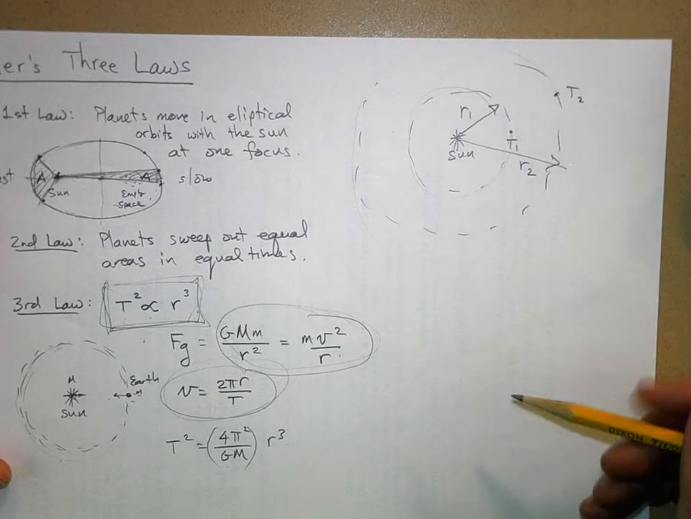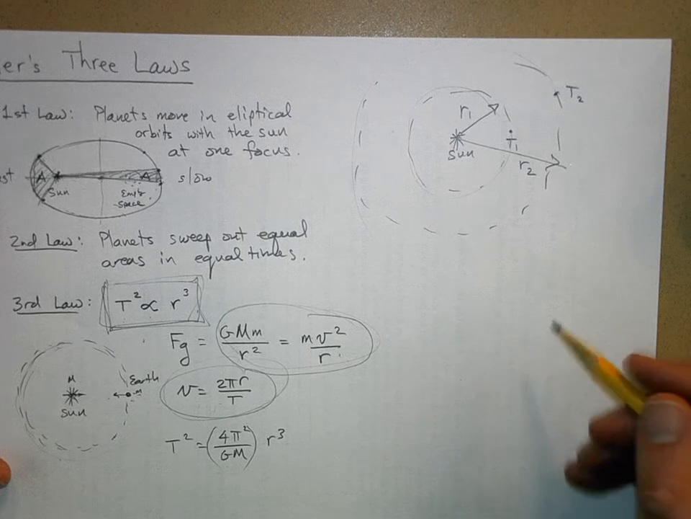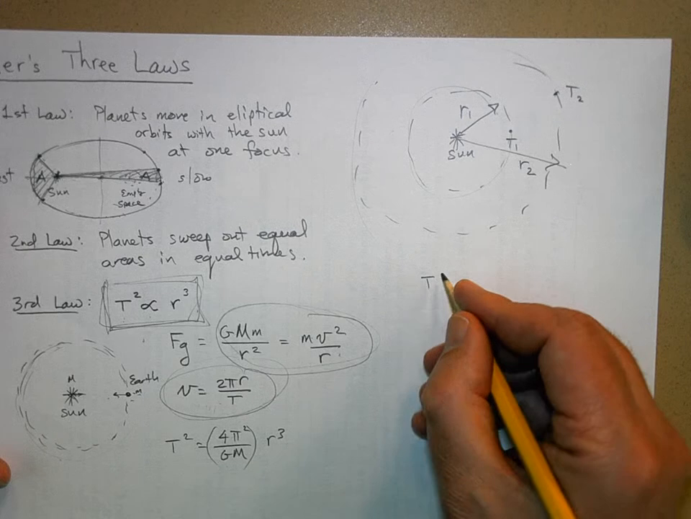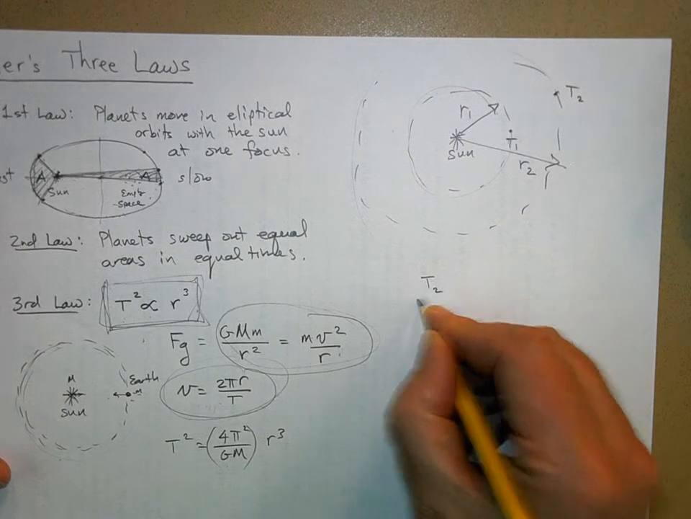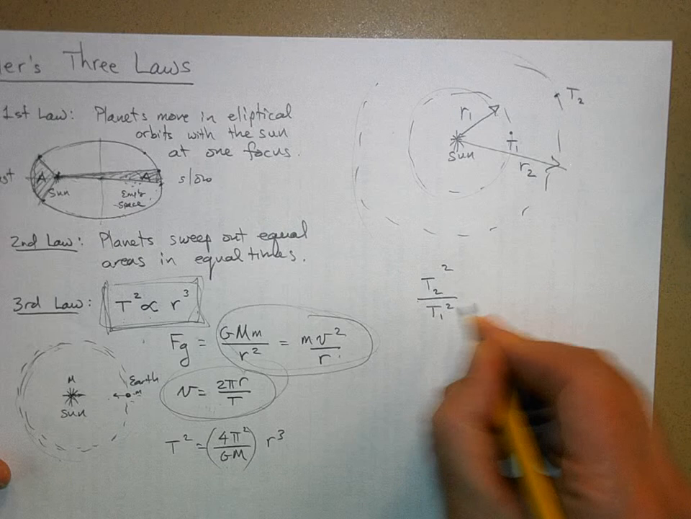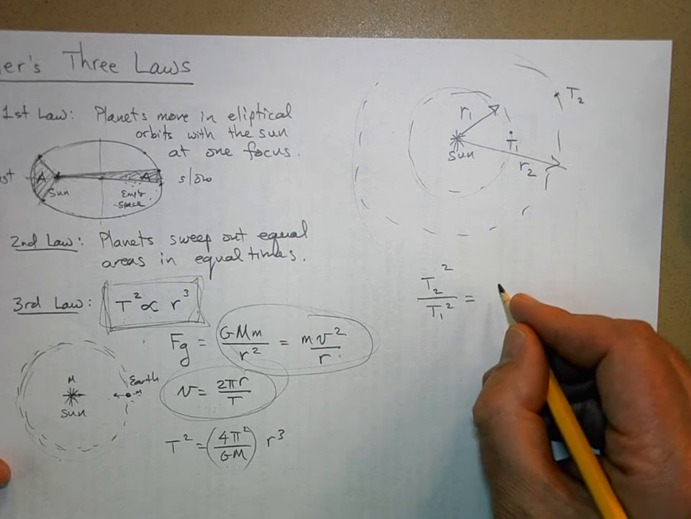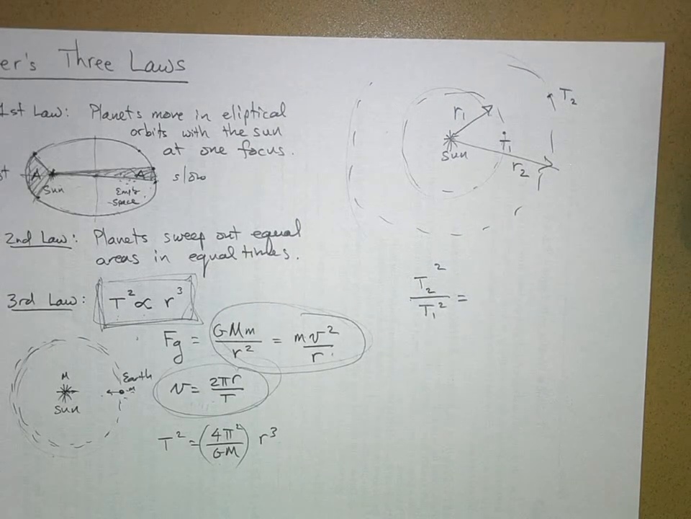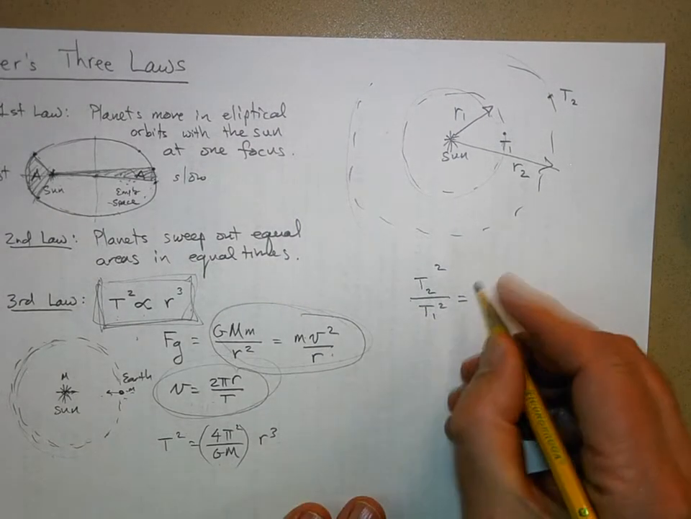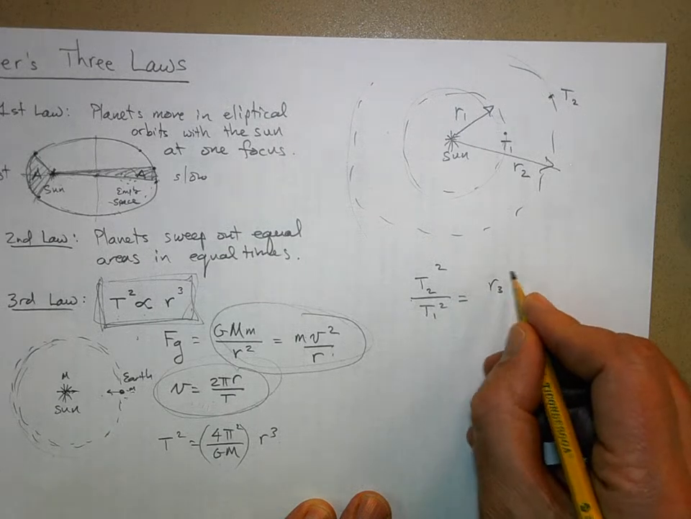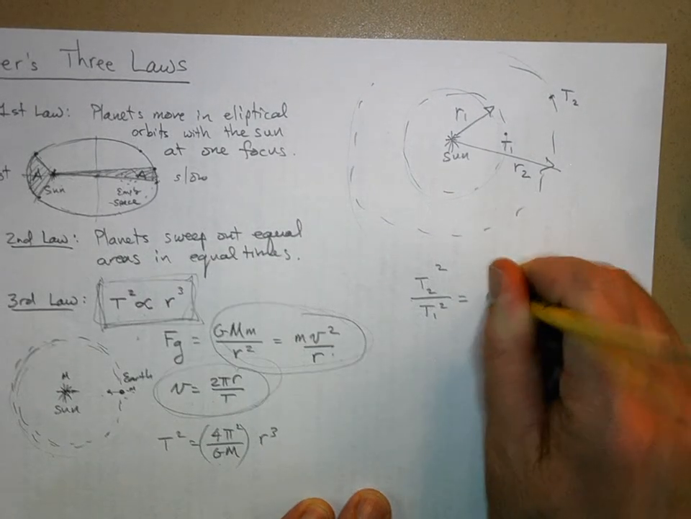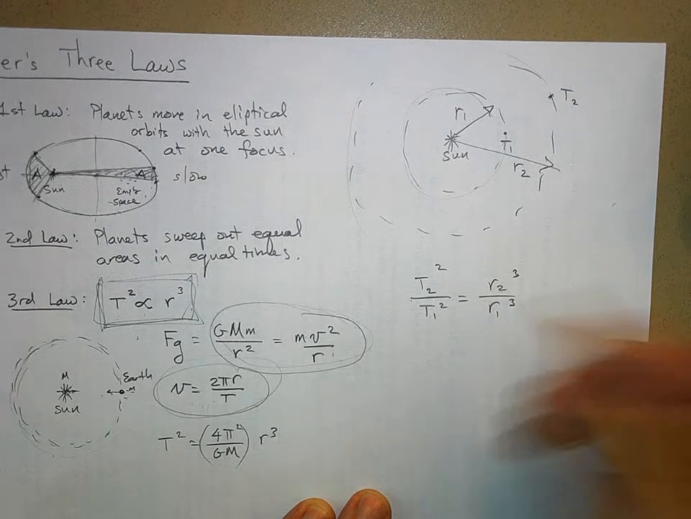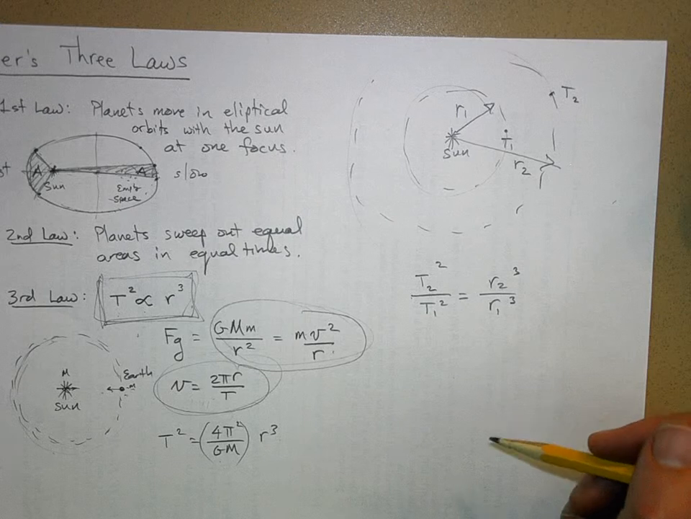And what he did is he set it up as a ratio. And then he said period 2 squared over period 1 squared is equal to, he's messing this up. Hold on a second. Is equal to r cubed, or I'm sorry, r2 cubed over r1 cubed. This is how you set it up with ratios.